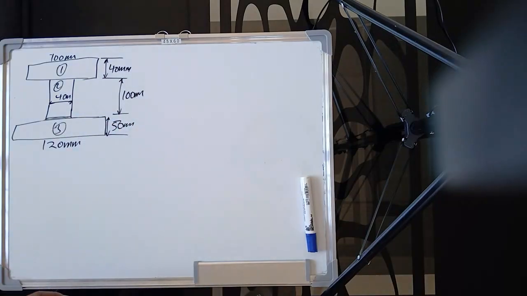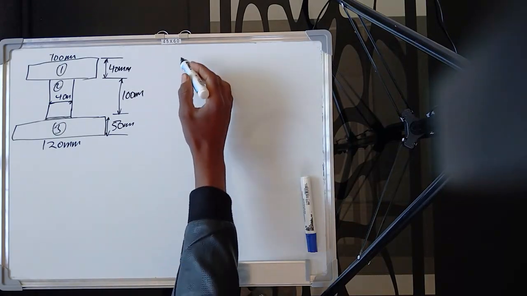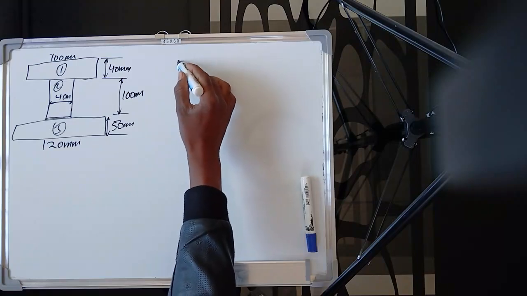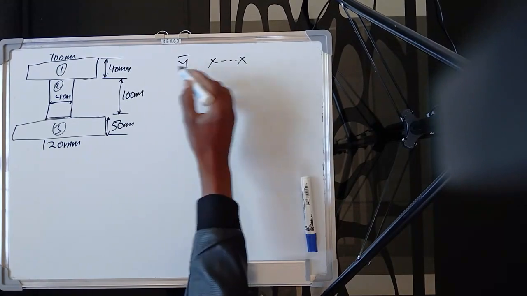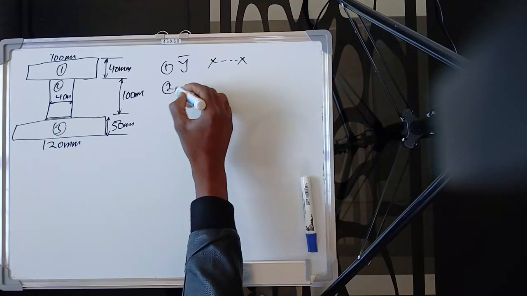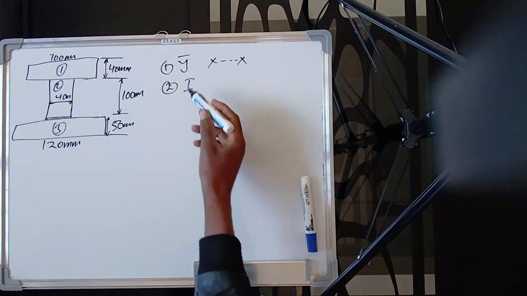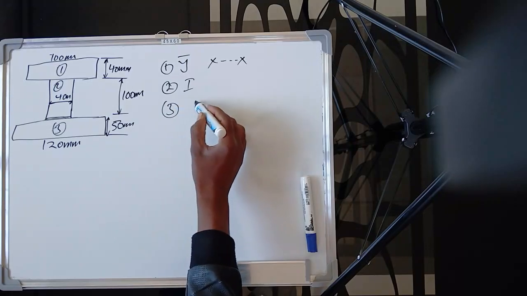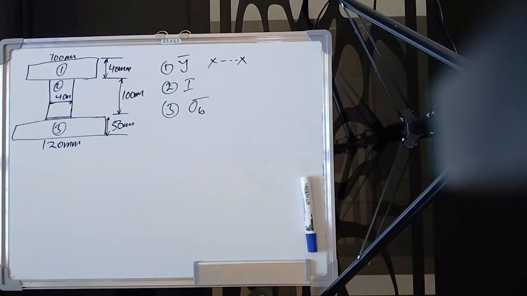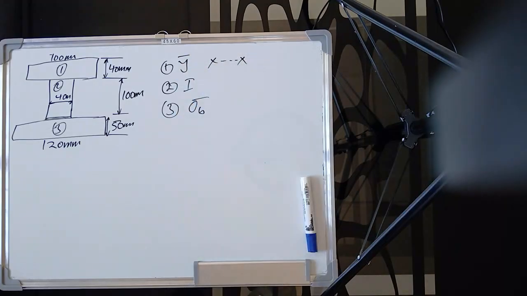Okay. So remember, they have asked us questions. Number 1, we need to find the neutral axis, which sometimes will go like that. Then in number 2, they have asked us to find the moment of inertia, or the second moment of area. And in number 3, they have asked us to find the maximum bending stress. So the first thing that we do is to find the neutral axis.